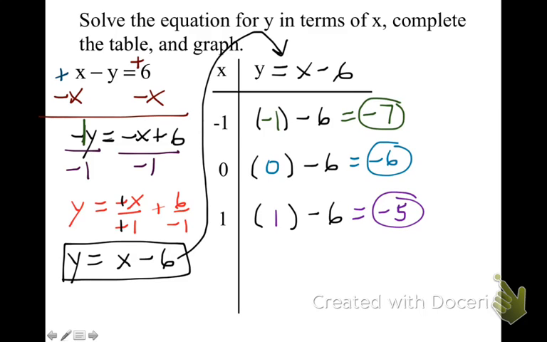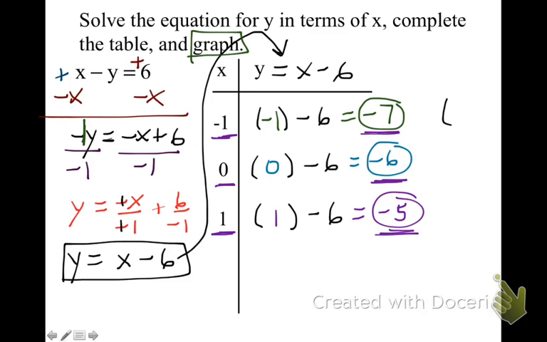So if you were solving at home, if you plugged in a negative 1, you should have gotten a negative 7. Plugged in a 0, you should have gotten a negative 6. Plugged in a 1, you should have gotten a negative 5. Remember, our last step is that we need to be able to graph this. If we're going to graph this, that means we need coordinate points.